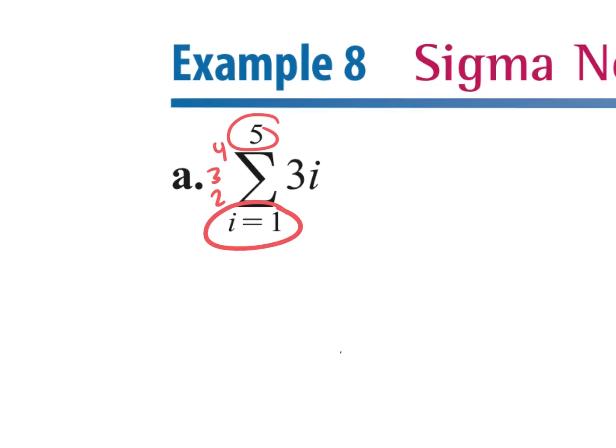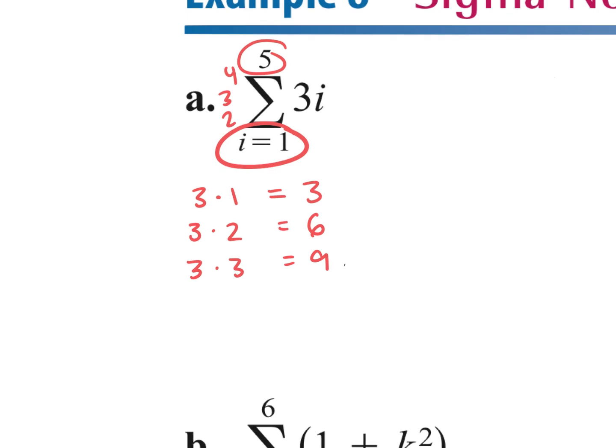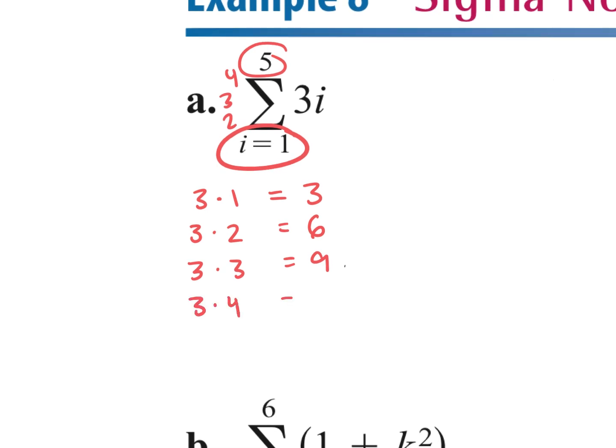So first thing I'm going to do is plug in 1. So I have 3 times 1, which is 3. What do I plug in next? 3 times 2, which is 6. Then I plug in 3, so 3 times 3, 9. 3 times 4, 12. And 3 times 5, 15. And then I add up all of these numbers together, and that's my summation. So 3 plus 6 plus 9 plus 12 plus 15, 45.